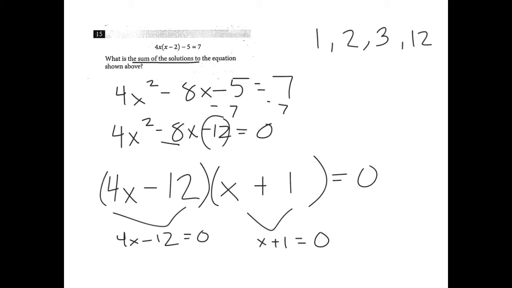So now that we do that, we can easily solve for this. We have 4x equals positive 12, so x equals 3 is one of our solutions, and we have x equals -1 as another solution. So we want the sum of these solutions, so we have 3 minus 1, and that equals 2.